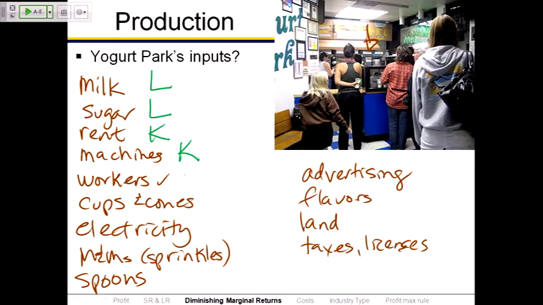Put it this way. If it's big game day and you expect a whole lot of alumni who have this fondness for Yogurt Park to be walking by Yogurt Park and buying frozen yogurt on their way up to the big game, do you want to have the same number of workers there that you would have on the day after Thanksgiving when there's nobody in town? No. So workers is variable. That's something that you can change. You say, we need to have extra shifts tomorrow because we got all those alumni coming to town. So workers are one of our variable inputs. We call it L for labor.